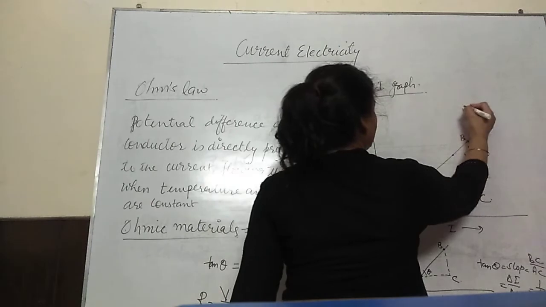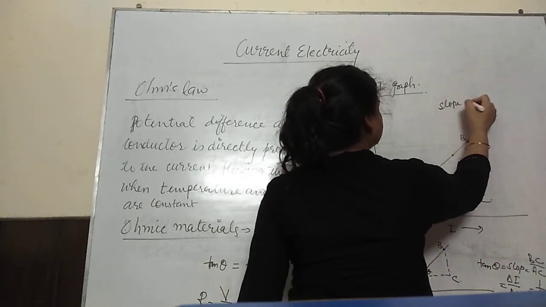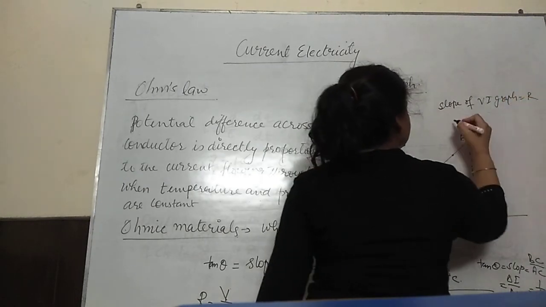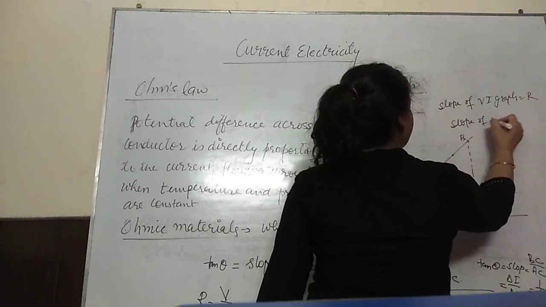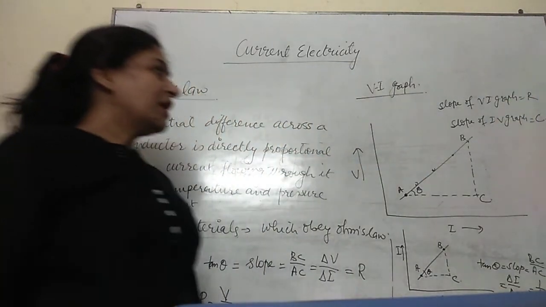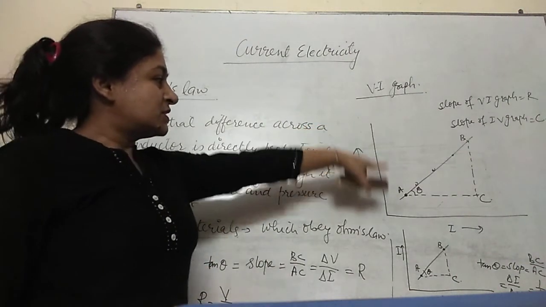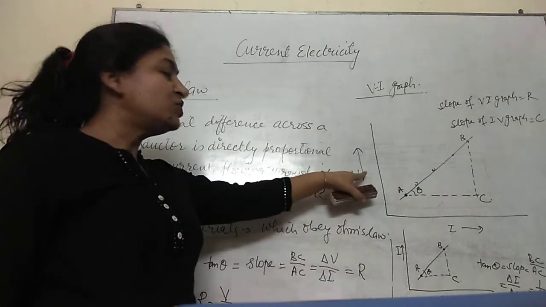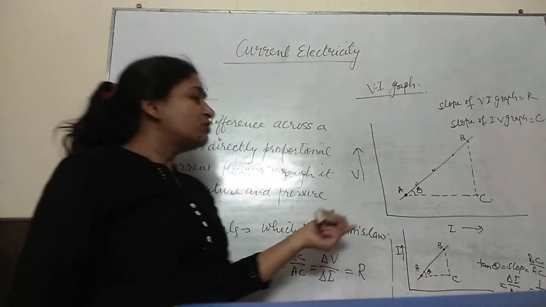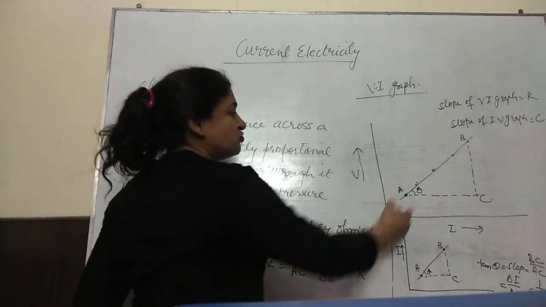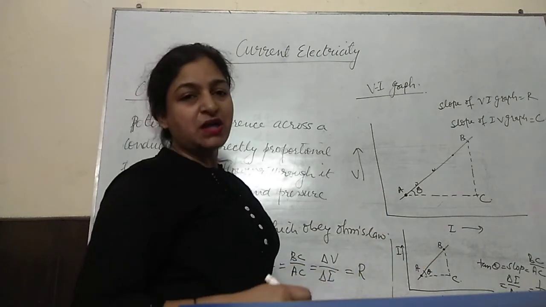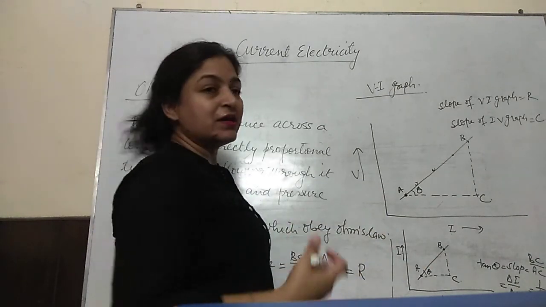So we can write here: slope of the VI graph is resistance, slope of the IV graph is conductance. So this has to be very much clear, whether you have a VI graph or an IV graph. You may get a question, suppose you are given two graphs, VI or IV, and the question asked is which material has higher conductance or higher resistance.